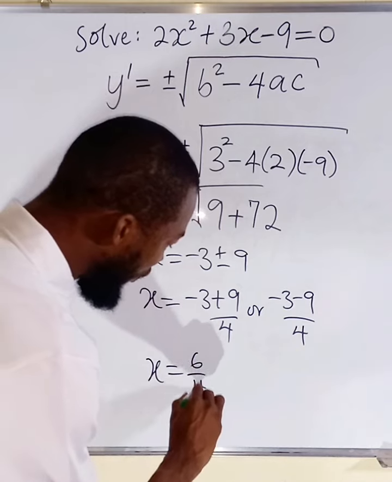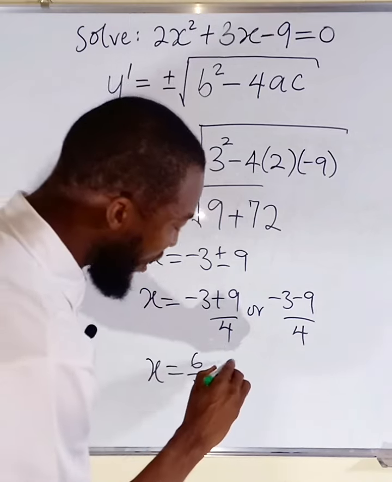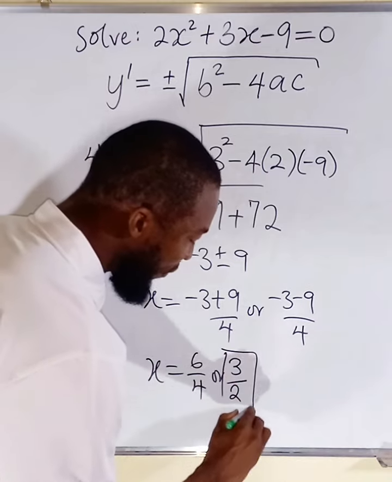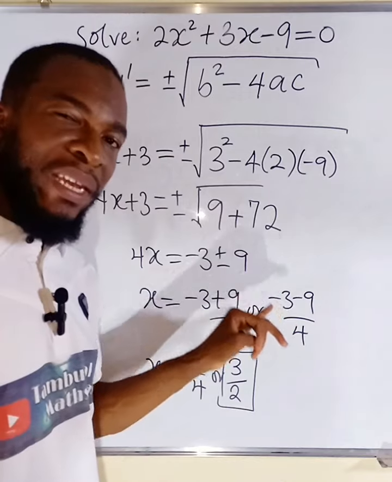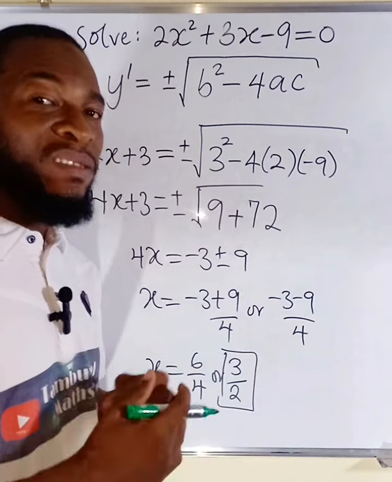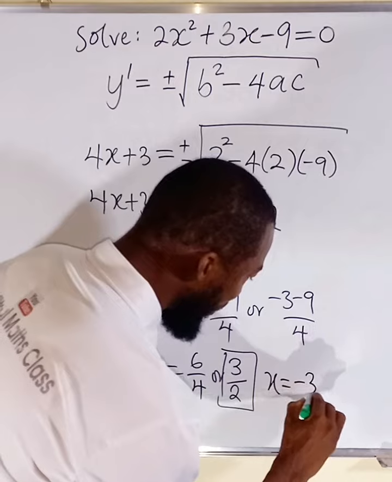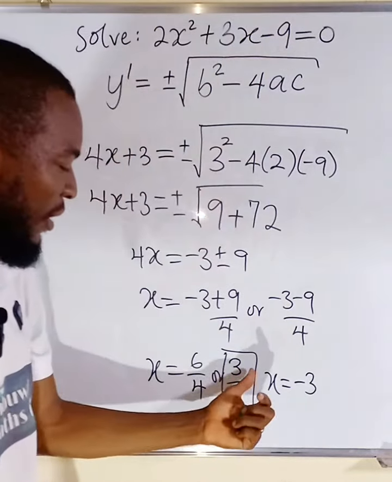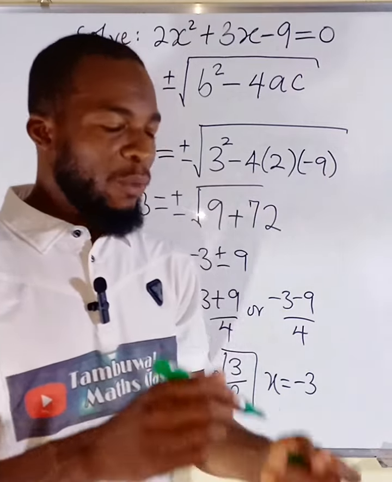6 divided by 4 can be reduced to the lowest term as 3 over 2, because 2 can go here 3 times, and 3 can go here 2 times. So this is one of the values of x. And the other one, -3 minus 9 is -12. -12 divided by 4 is -3. So the other x value is -3. So the roots of this quadratic equation could either be 3 divided by 2 or -3. Let us try it on another equation.